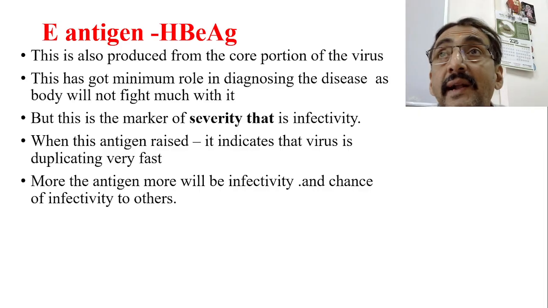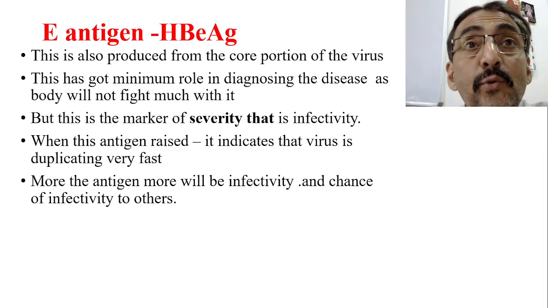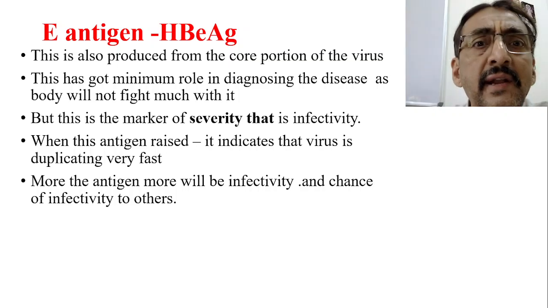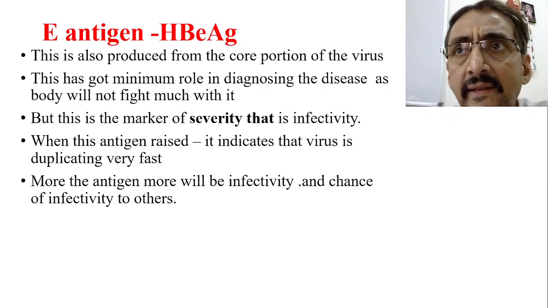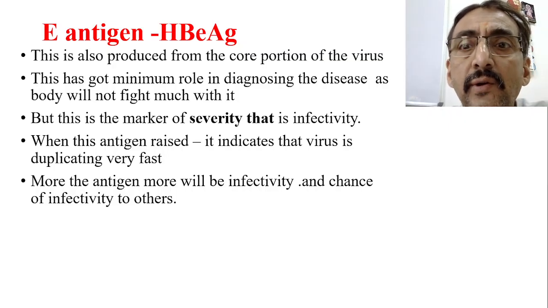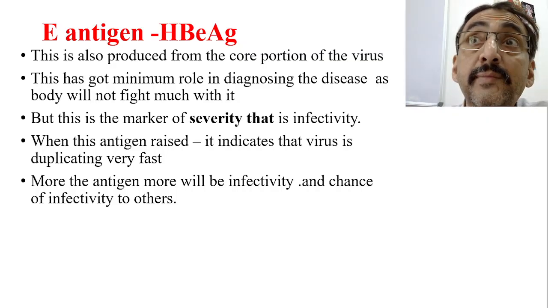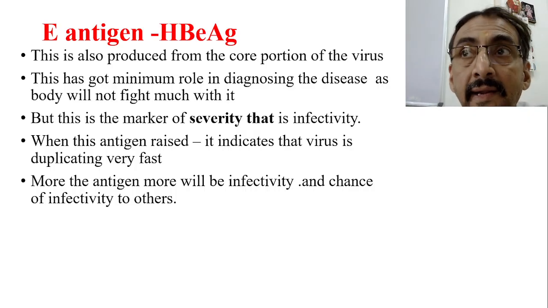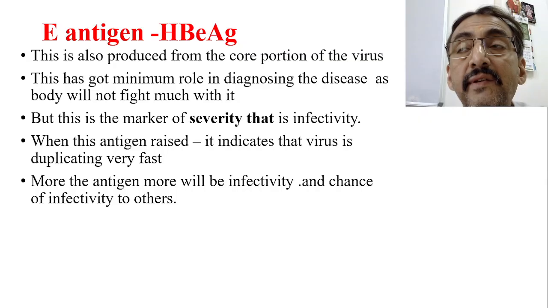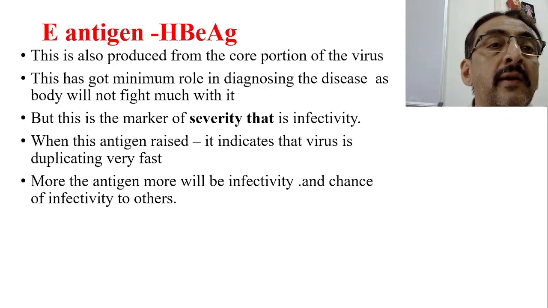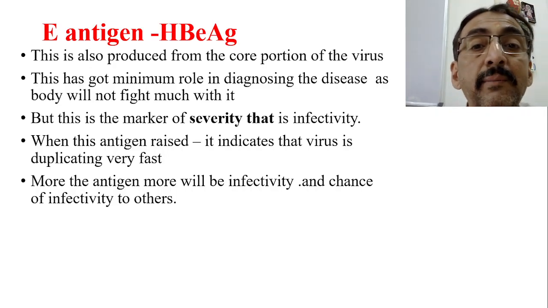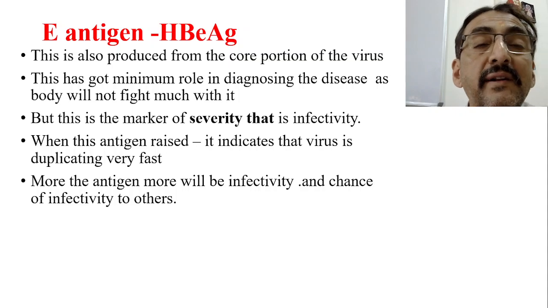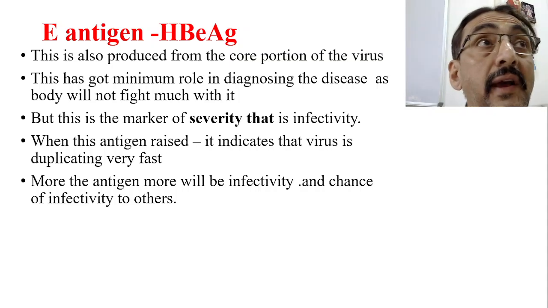Now, another antigen is E antigen. This is also produced from the core portion of the virus. This has a minimum role in diagnosing the disease. In diagnosing the disease, we don't have any role for C or E. For C, the core antigen, biopsy will give some idea. But the HBs antigen has a very important role in diagnosing. If HBs antigen is raised, and the antibodies related to HBs antigen are raised in the blood, that is a clear-cut diagnosis of hepatitis B. Hepatitis E antigen has a minimum role in diagnosing the disease as the body will not fight much with it. But this is the marker of severity.